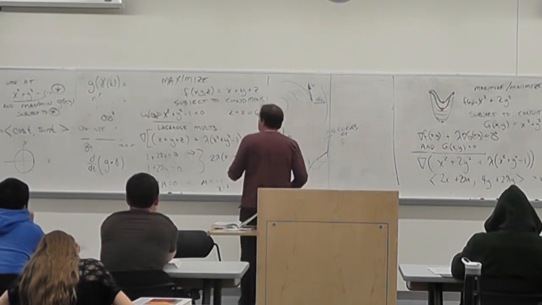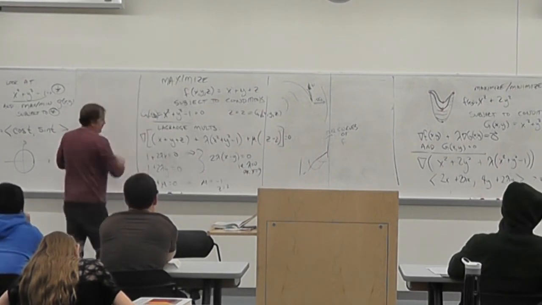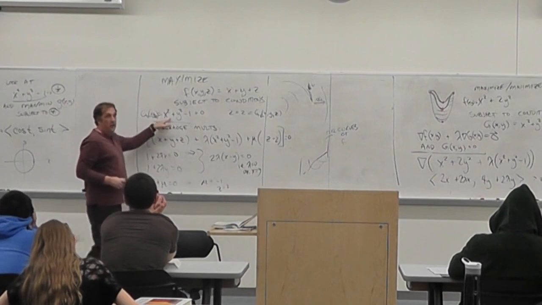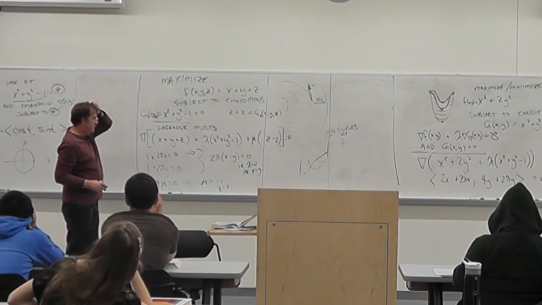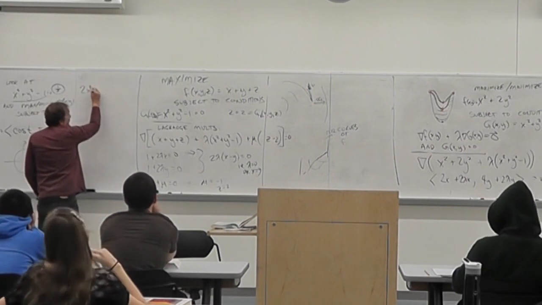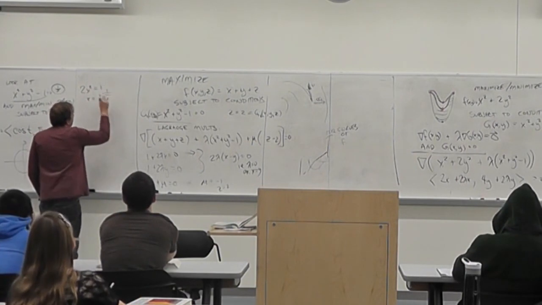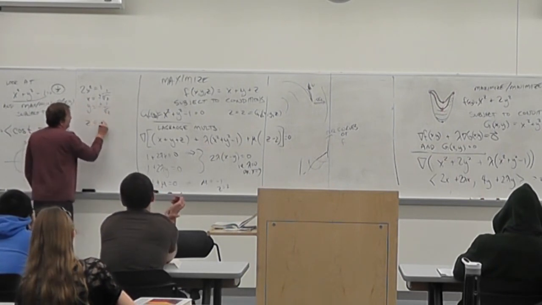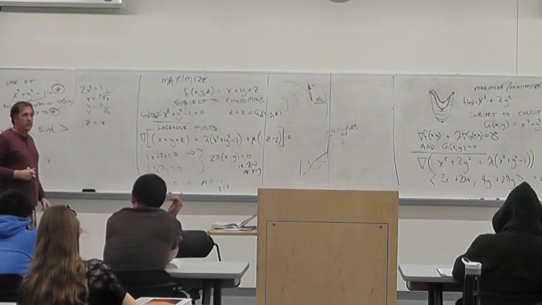And so now I've lost my place. Okay, so now I just can plug this in. If x equals y, then I have 2x squared equals 1, so x is plus or minus 1 over root 2, and x equals y, and z is 2. So again, I get several critical points out of that.